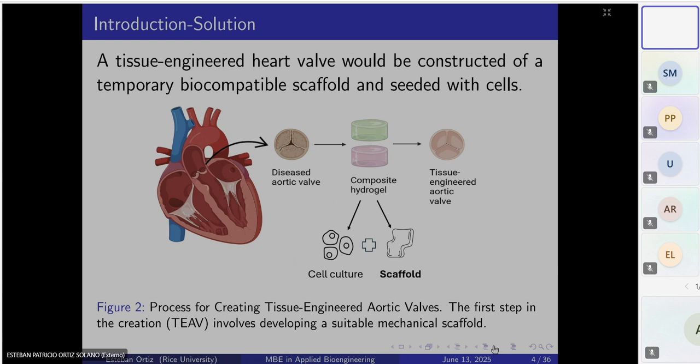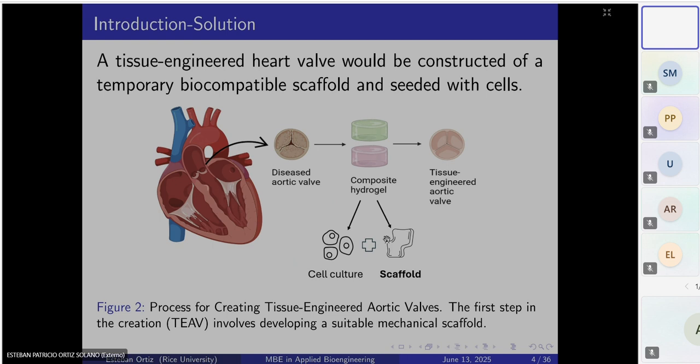And what is the process with a tissue engineered aortic valve? You need to create the scaffold. After you create this scaffold, it could be a polymer, it could be a plastic. I am going to talk about what specific kind of material you can use for this. But after you create this scaffold, you need to seed cells onto it. And after that, these cells proliferate, replace the scaffold and create the tissue.